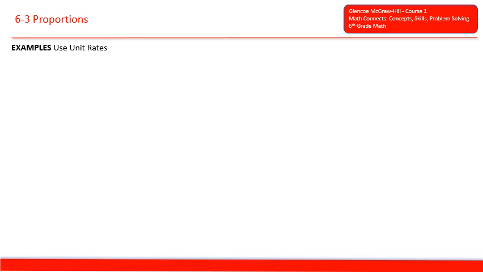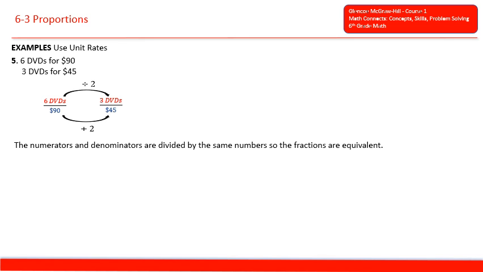Number 5, 6 DVDs for $90 and 3 DVDs for $45. So we have 6 DVDs for $90 and 3 DVDs for $45. If we divide 90 by 2, we get 45, and if we divide 6 DVDs by 2, we get 3 DVDs. The numerators and denominators are divided by the same numbers, so the fractions are equivalent. The number of DVDs is proportional to the cost.